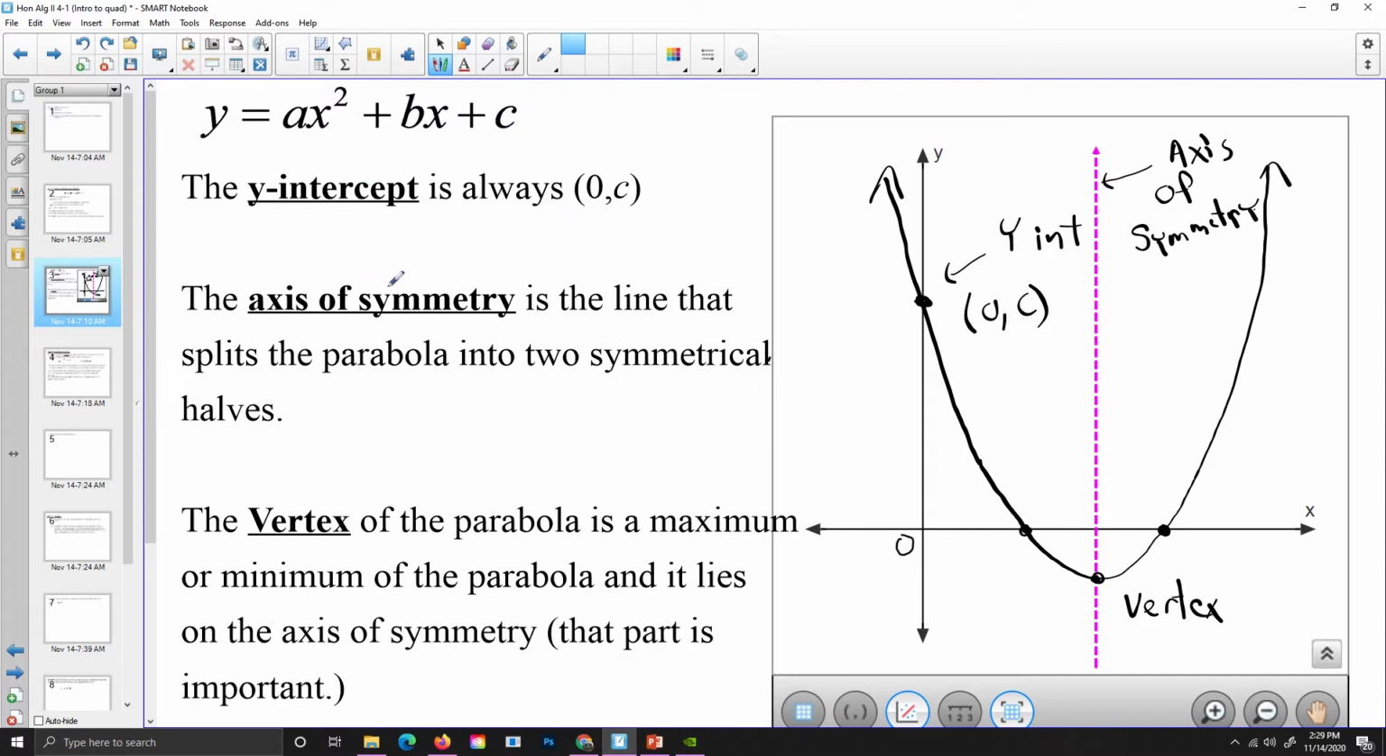The axis of symmetry is a line that splits a parabola into two symmetrical halves. So this purple dotted line right here is called our axis of symmetry. And then the vertex of the parabola is a maximum or minimum value of the parabola, and it lies on the axis of symmetry. The fact that the vertex, this point right here, lies on the axis of symmetry is very important when calculating either the axis of symmetry or the vertex.